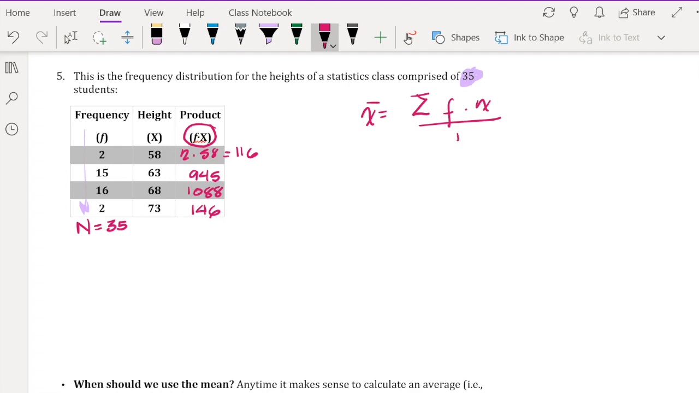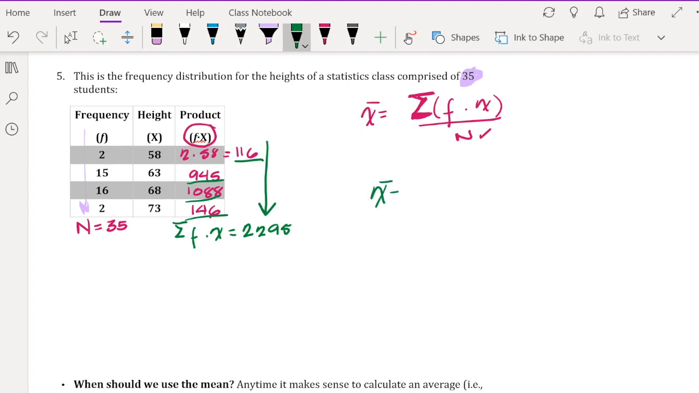Okay, so let me put the formula here again. Frequency times x divided by n. So I know what the n is. I know what the sum of the frequency times the x is, but I need to do this part of the equation. I need to add this column. So this number, this number, this number, and this number. The sum of frequency times x is 2,295. So x bar is 2,295 divided by 35. And my sample mean is 65.57.